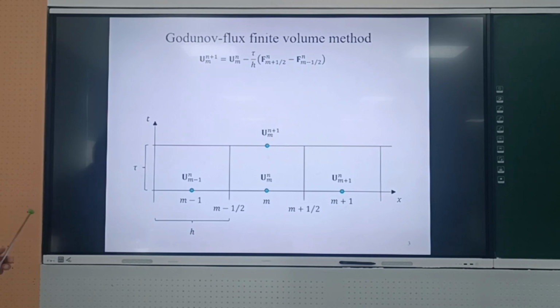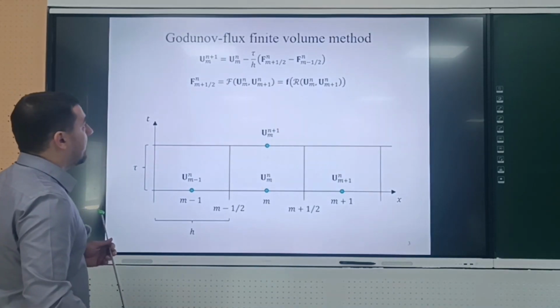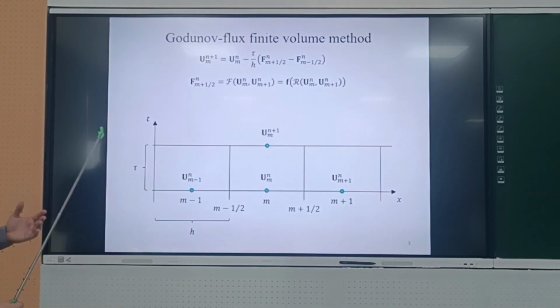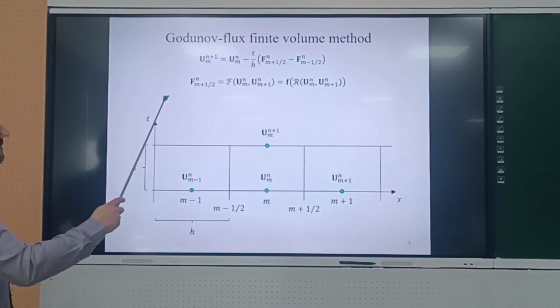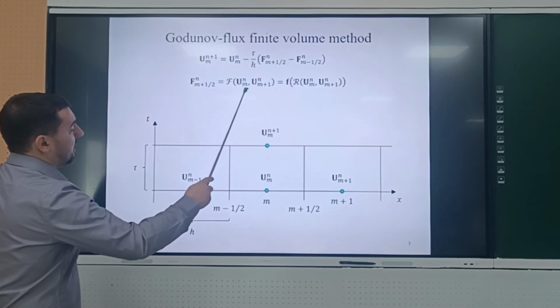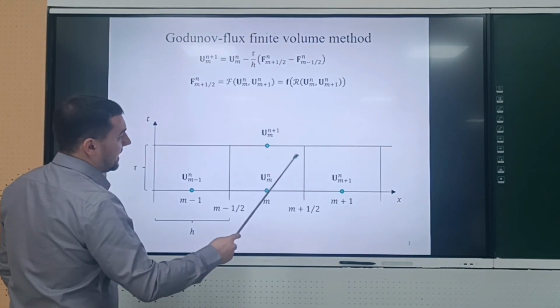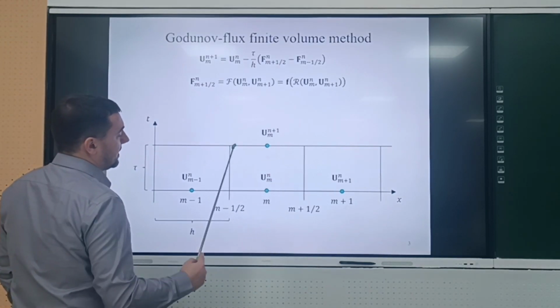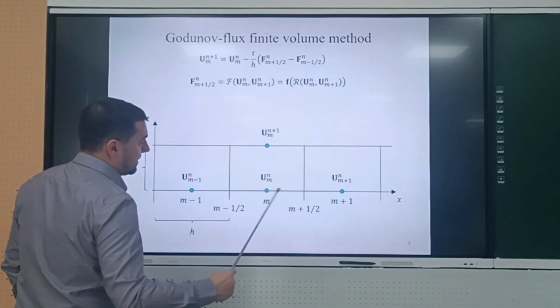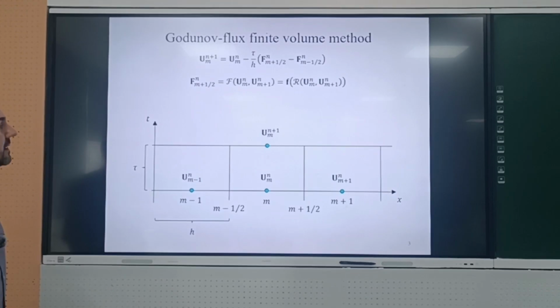And the question is how to compute this numerical flux f. Generally speaking, for the first order methods we discussed, f_{m+1/2}^n is some function of two states, u_m^n and u_{m+1}^n. So if you want to compute the numerical flux through this boundary, it should be some function of these two states, to the left and to the right of the boundary of the computational cell.